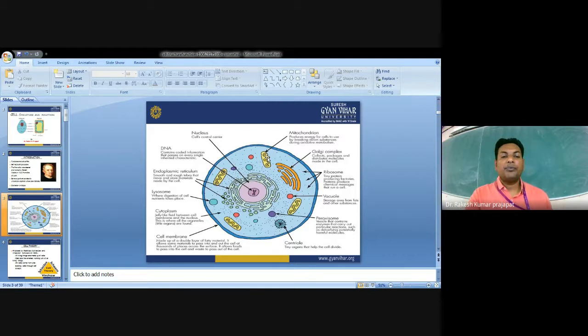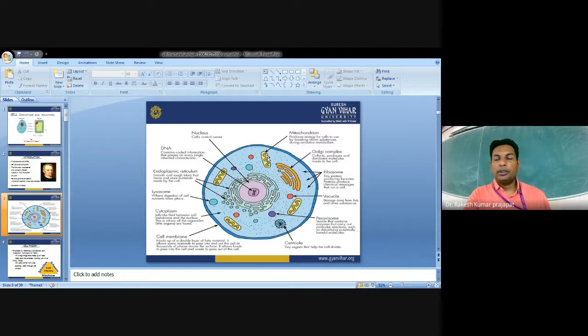Then endoplasmic reticulum. Endoplasmic reticulum is nothing but the extension network of the nuclear membrane. And this is of two types. First is rough endoplasmic reticulum. Second is smooth endoplasmic reticulum.